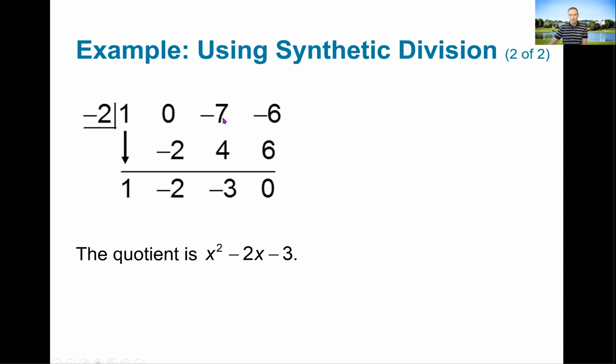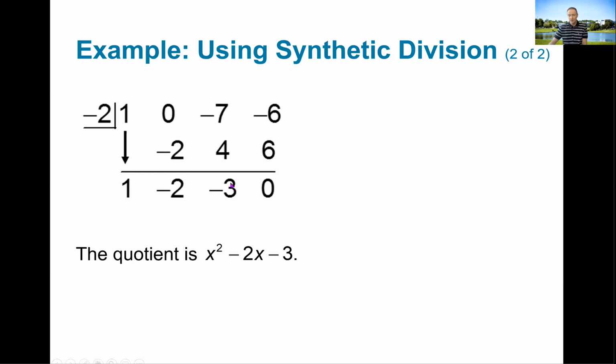So then I can say, well, negative 7 plus 4 is negative 3. Negative 2 times negative 3 is a positive 6. And we know the sum of the fourth column, negative 6 plus 6, gives me a 0. That last answer is always going to be your remainder.